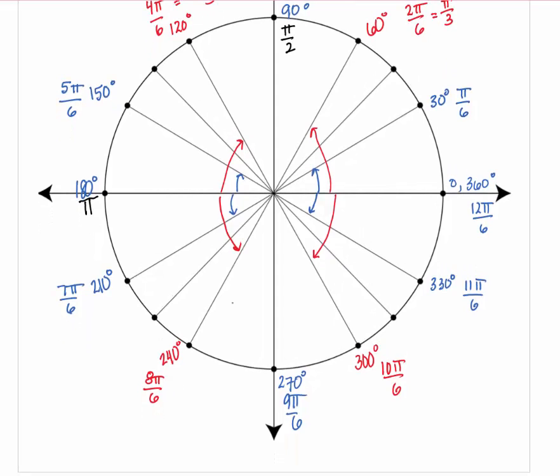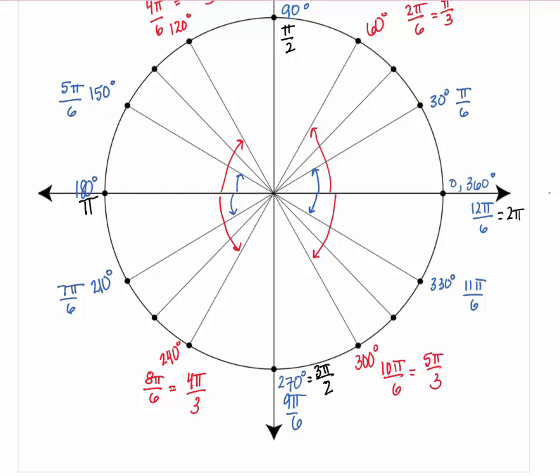240, 8 pi over 6. Well, 8 pi over 6 is 4 pi over 3. 270 is 3 pi over 2, right? 1.5 pi's here. 10 pi over 6 reduces to 5 pi over 3. And 12 pi over 6 reduces to 2 pi. Okay?